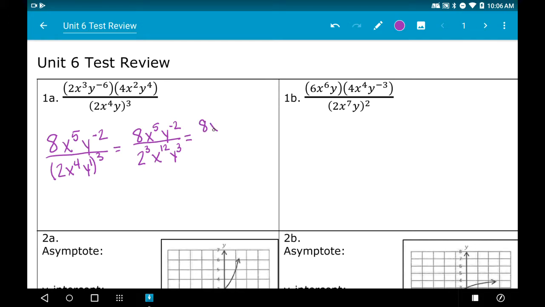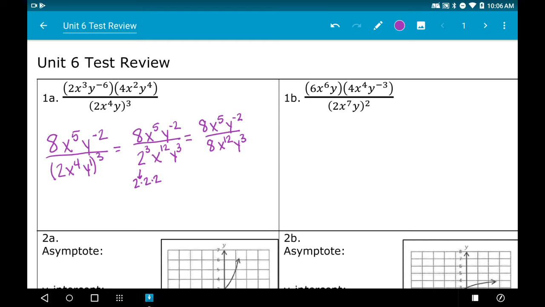So then I have 8x to the 5th, y to the negative 2, all divided by. Now with this 2 to the 3rd, be careful that you don't do 2 times 3, because this is really 2 times 2 times 2. So 2 times 2 is 4, times 2 is 8. Then of course I have x to the 12th, y to the 3rd.